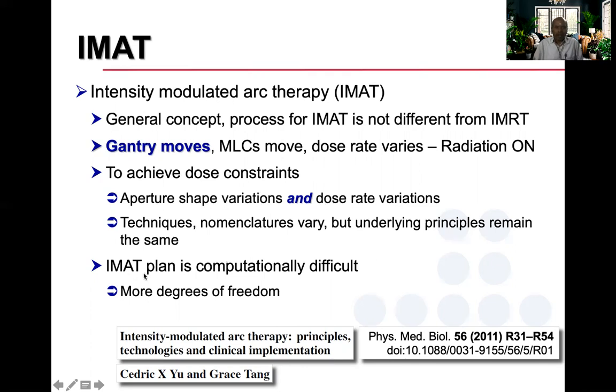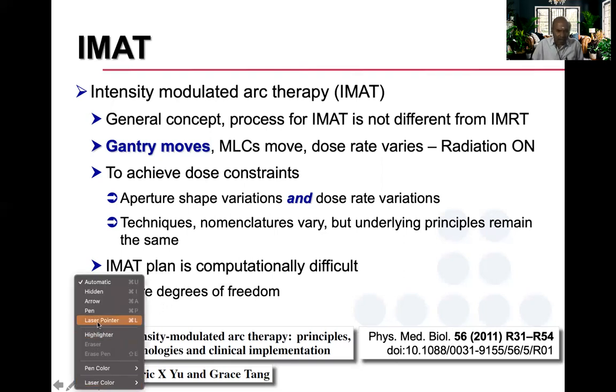The IMAT plan is computationally difficult because in IMAT we are opening more degrees of freedom, and because of that the calculation is computationally difficult.